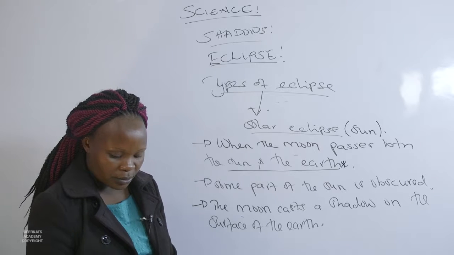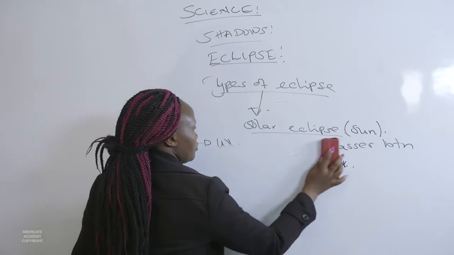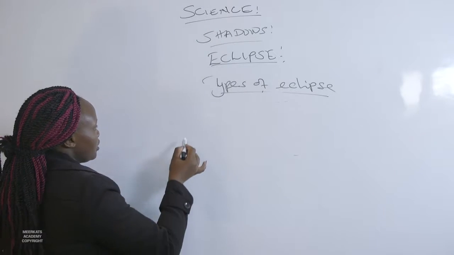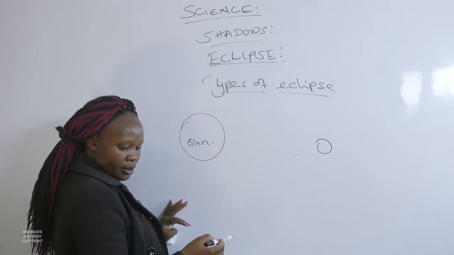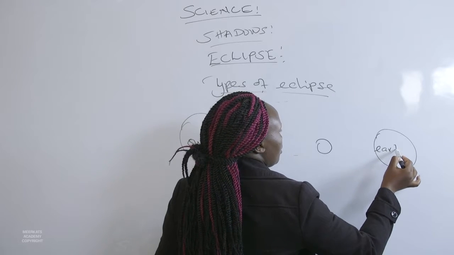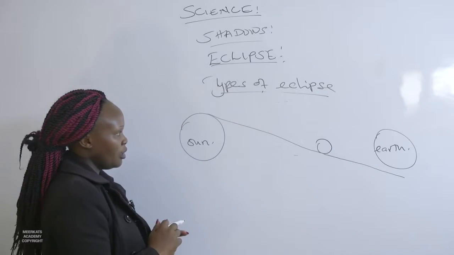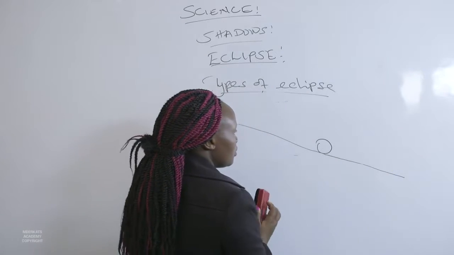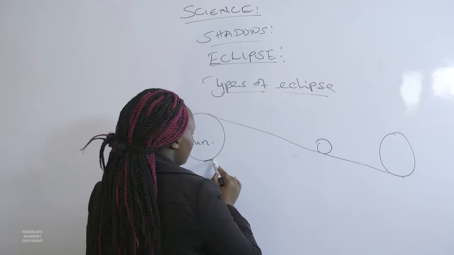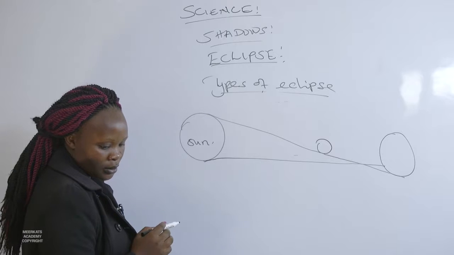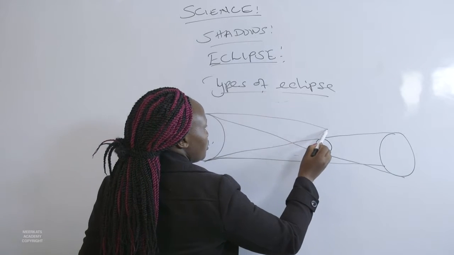Now, if we would represent that as a diagram, we have the sun here. This is the sun. Then we have the moon somewhere. Then we have the earth at the far end. Then we have some rays of light which come to the surface of the earth from the sun. On the far end, you also have some rays coming to the surface.